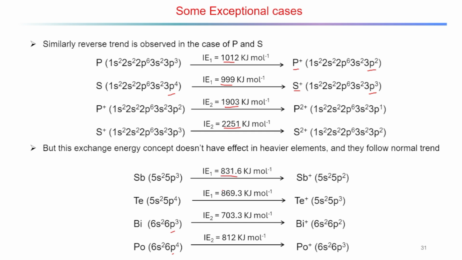So antimony has a lower first ionization energy compared to tellurium, which has higher first ionization energy. Similarly, from the exchange rule or the half-filled concept, we might expect that bismuth will have higher ionization energy compared to polonium, but that is not true. If we see the first ionization energy of bismuth and polonium, bismuth has lower ionization energy, whereas polonium has higher ionization energy.